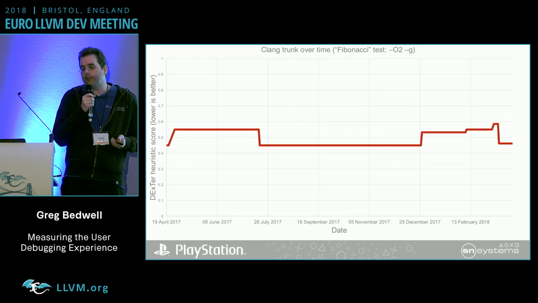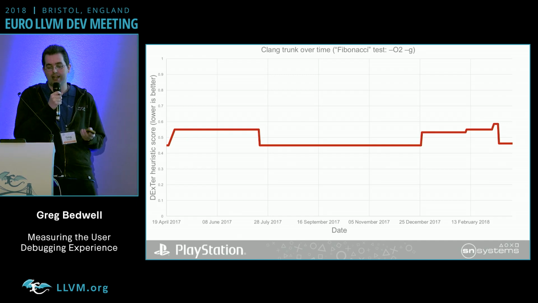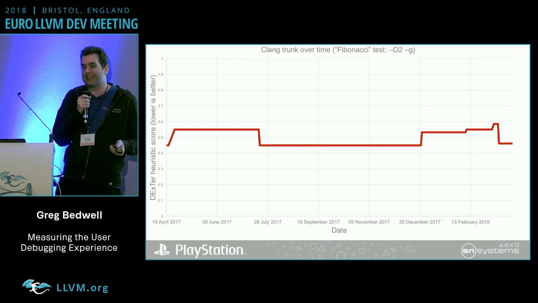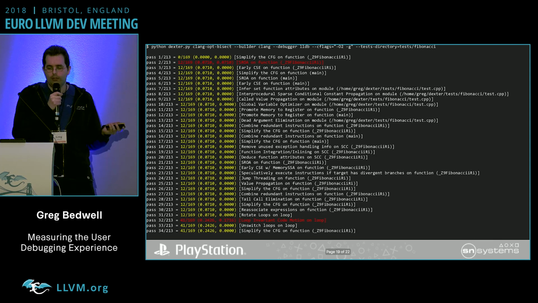So you can see over the last 12 months, there have actually been changes. Every time that line goes up, it means the debugging experience has got slightly worse. Every time it goes down, it's got slightly better. So it does change over time. I don't know if anybody pays attention to this, but hopefully with these tests, this tool, we can now pay attention to that. So we can take it one step further.